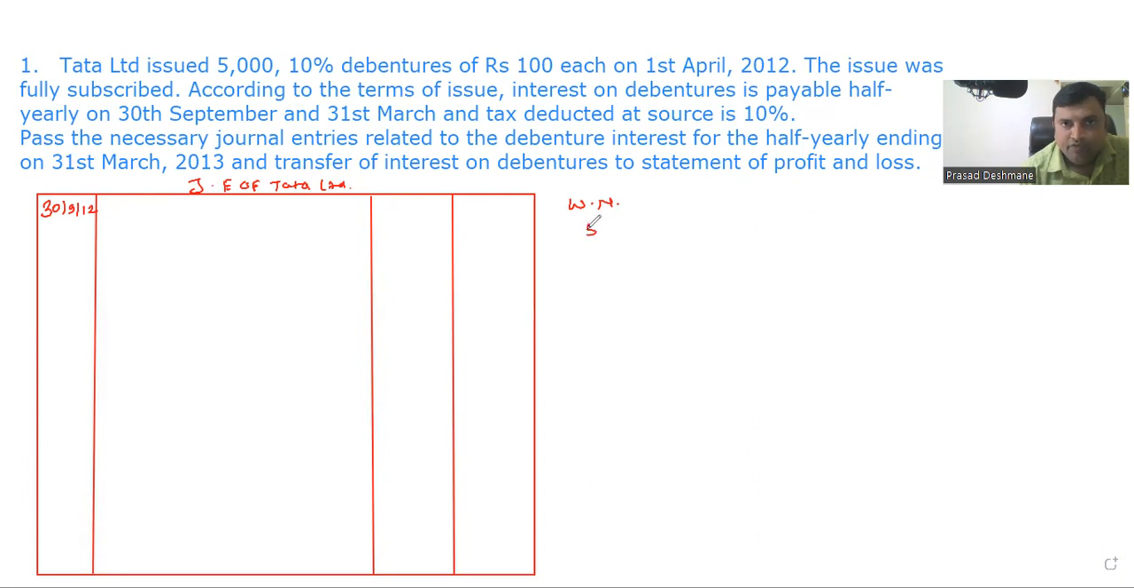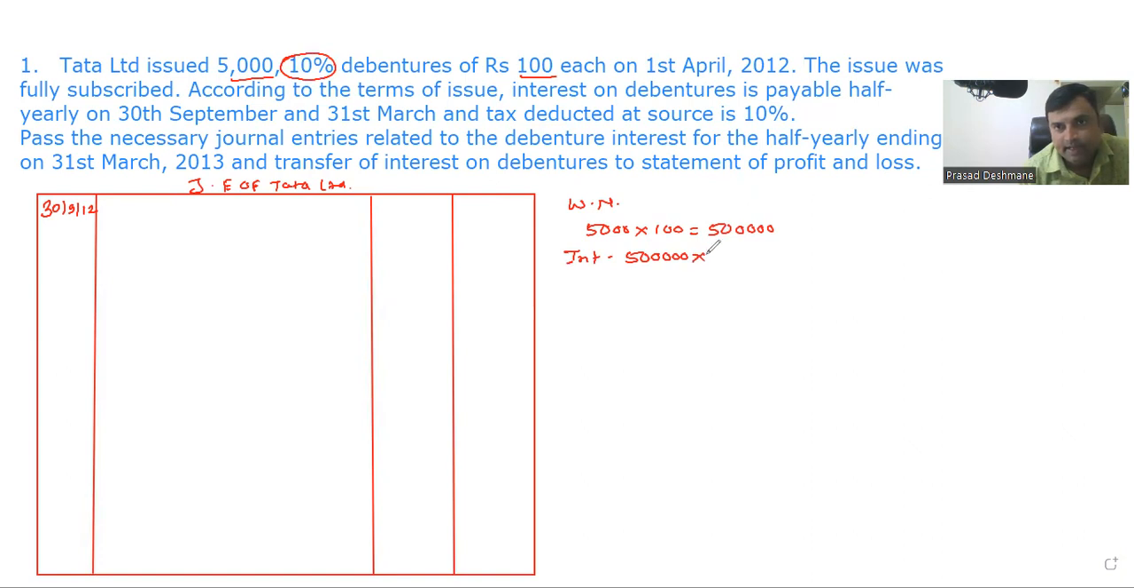See, 5,000 is the number of debentures. Face value is 100. Always multiply by the face value while calculating the interest, because interest we always pay on the face value. So 5,000 is the number of debentures, and the face value is 100. So 5,000 into 100 is 5 lakh. Now interest is 5 lakh into what is the percentage given here? 10%.